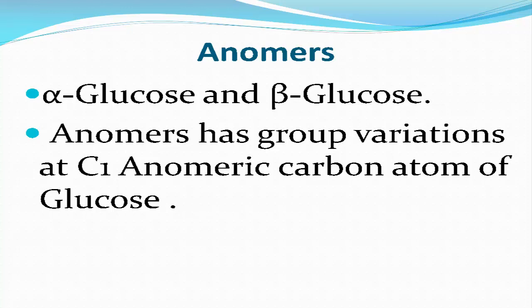So the next kind of isomer is known as anomer. In glucose, or in any sugar, we will find 2 different types of anomers, that is alpha and beta glucose. The alpha and beta, these 2 forms, are due to spatial orientation difference at the carbon number 1 or the functional carbon.